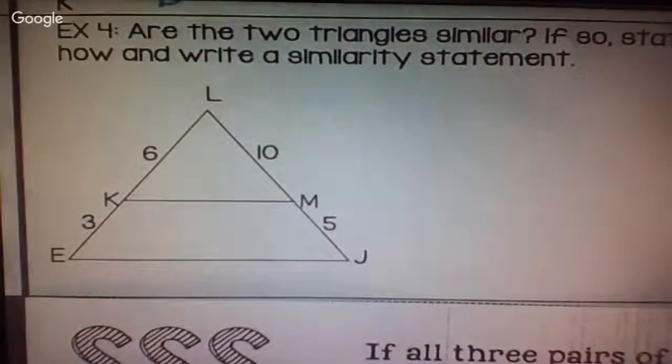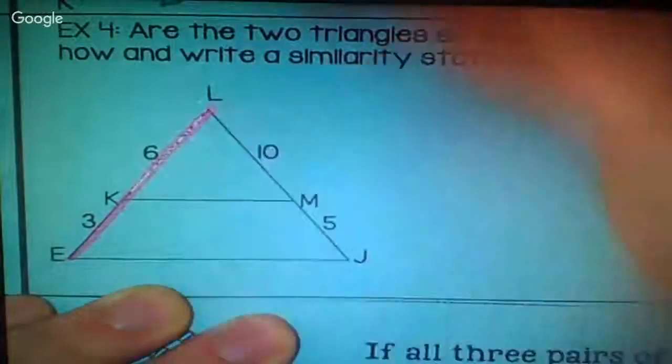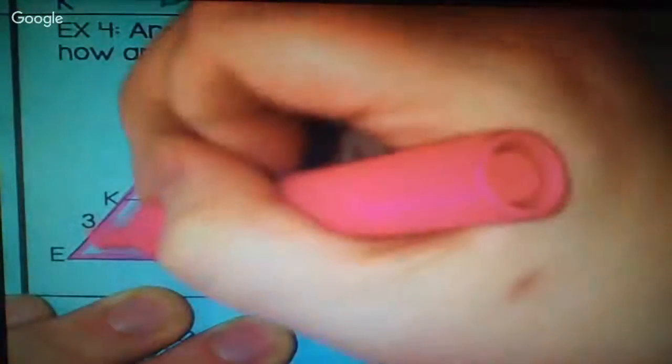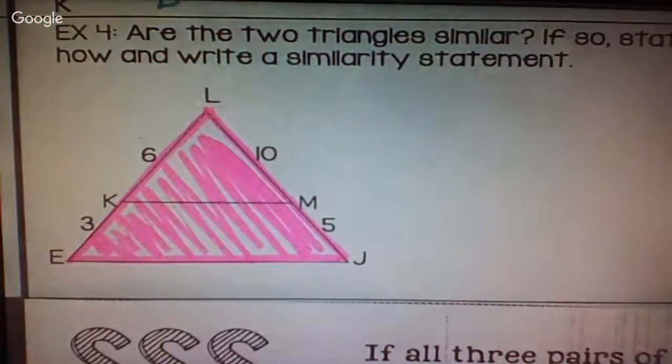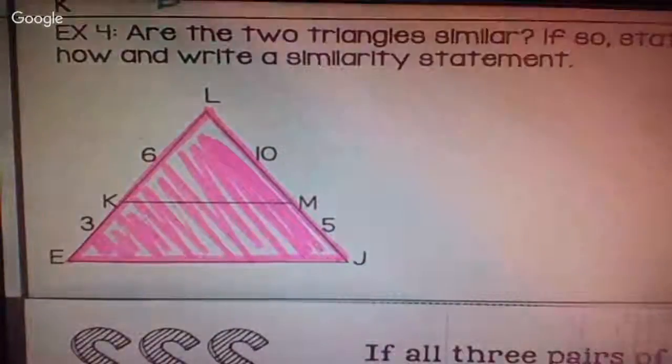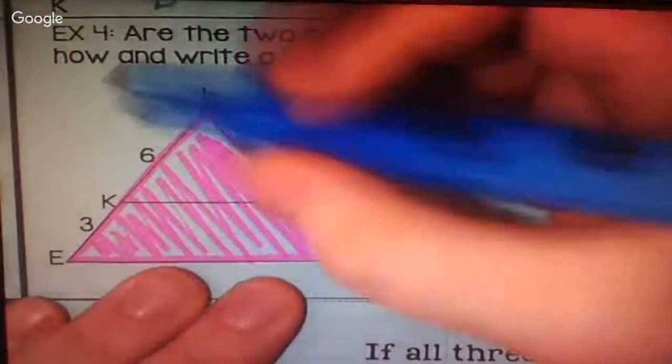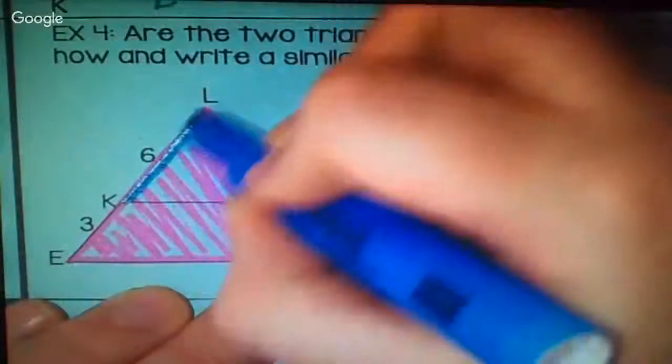Okay, this is kind of like the first example we did. We've got a triangle inside of a triangle. So you've got this triangle here. Okay, so there's my first triangle, my big old triangle. Here's my tiny triangle inside.